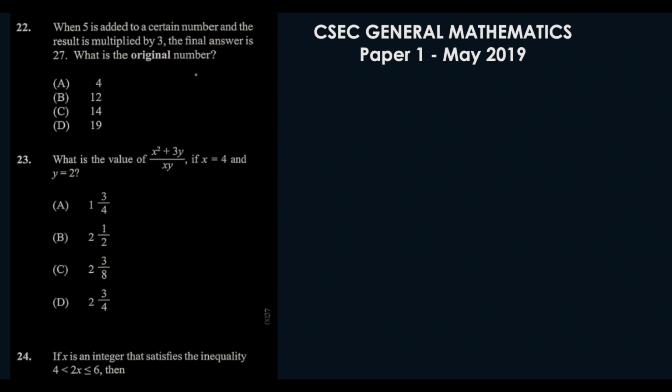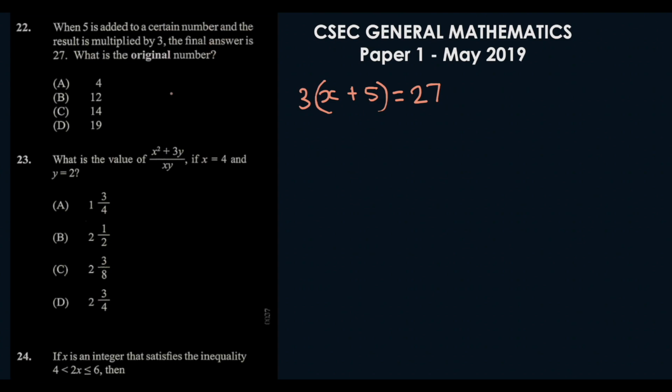When 5 is added to a certain number and the result is multiplied by 3, the final answer is 27. What is the original number? Alright, so it's saying here 5 is added to a certain number. So let's just call this certain number x. So x plus 5 and the result is multiplied by 3. So this x plus 5 is multiplied by 3. The final answer is 27. Okay, so in this case now, I need to solve for x. What is the original number? X. So let's do this.